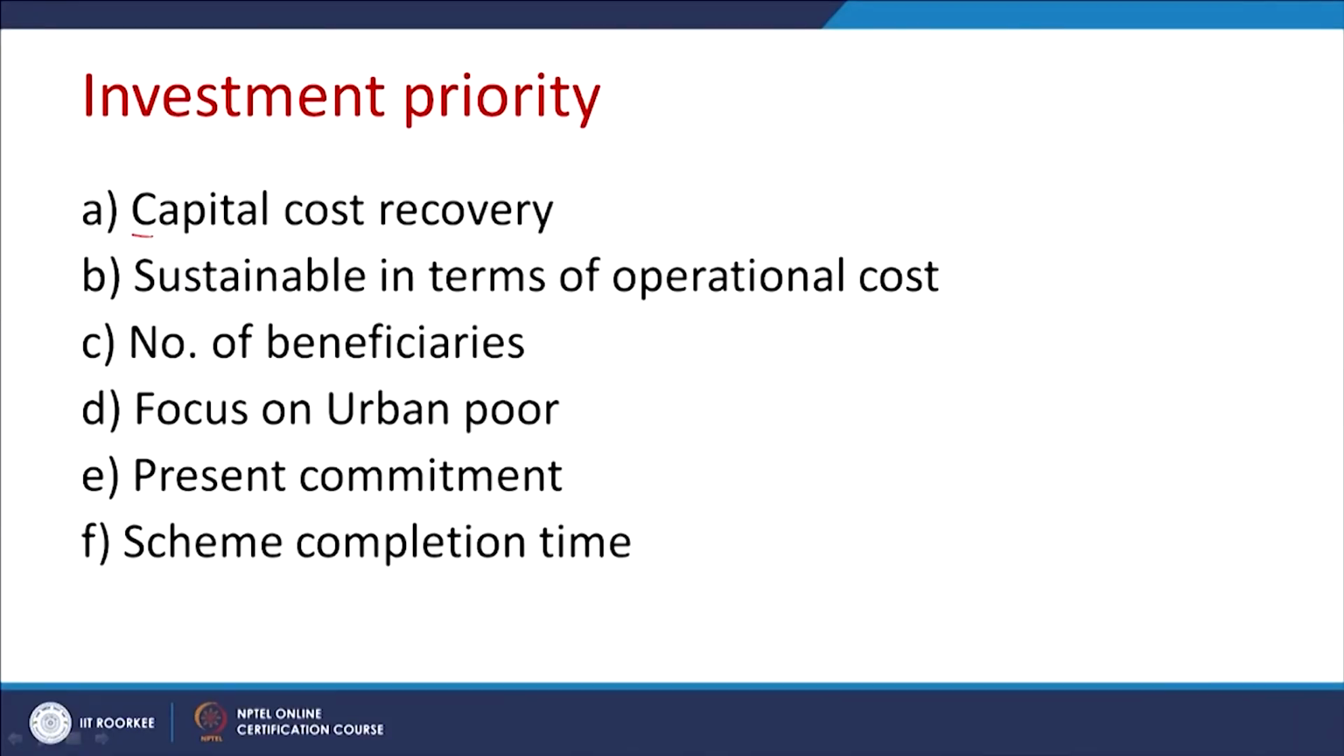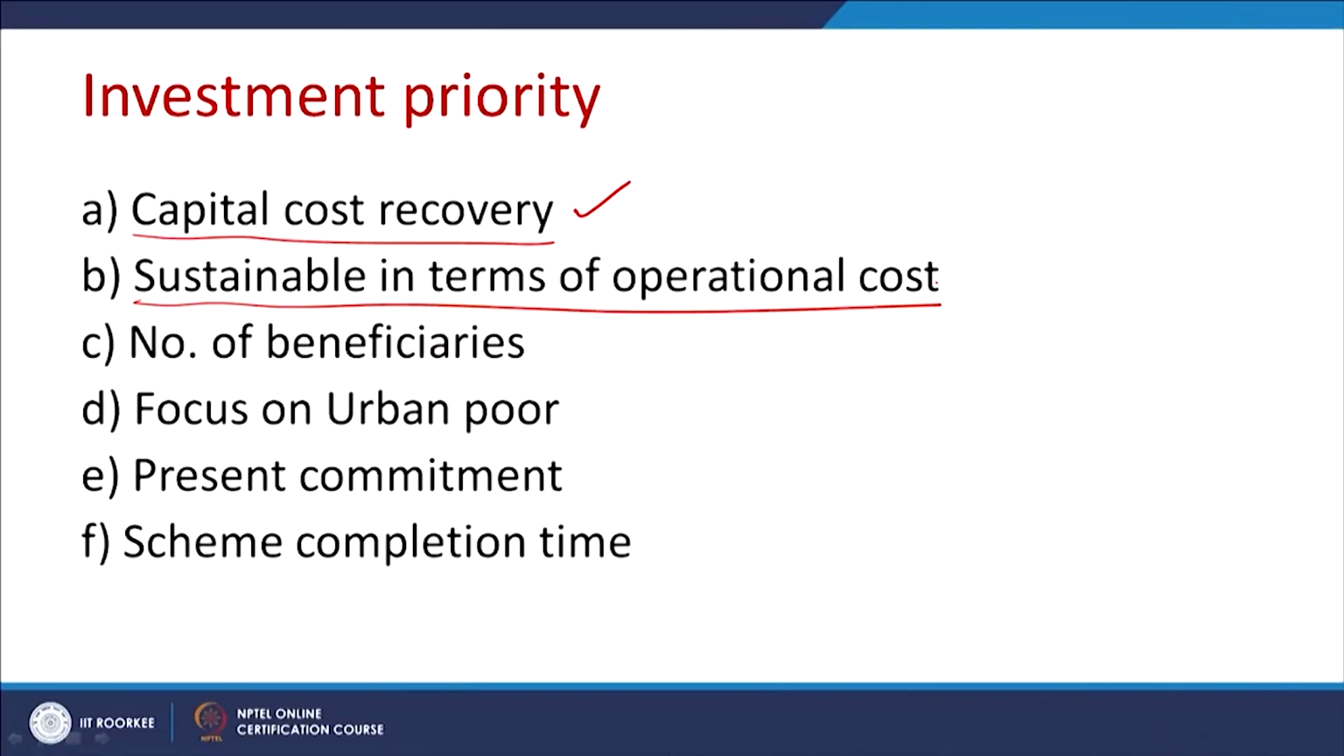First is the capital cost recovery. The project which gives you maximum capital cost recovery should be given first priority. Sustainable in terms of the operational cost: if it has some inbuilt mechanism to recover operational cost, definitely it is preferred. Number of beneficiaries served is to be seen, because the more the number of beneficiaries and wards served, the higher the priority.